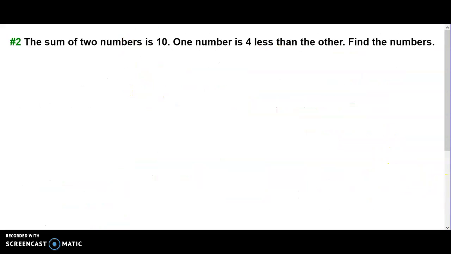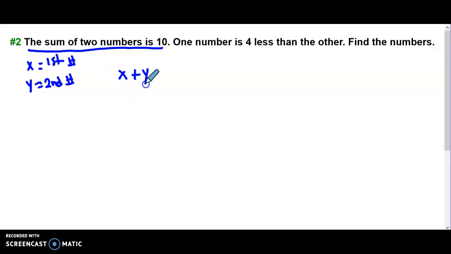Number 2. The sum of two numbers is 10. One number is 4 less than the other. Find the numbers. So first of all, I need to define my variables. Let's suppose that x is the first number, and maybe y is the second number. Then from the first sentence, sum means addition. That tells me if I add the two, my answer would be 10.